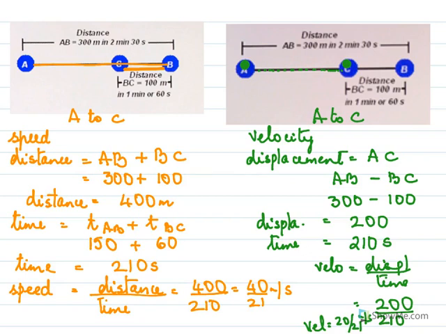The velocity and speed came out different because he has changed his direction. He went up to B and then came down to C. Since he changed his direction, the speed and velocity were different because distance and displacement were different.